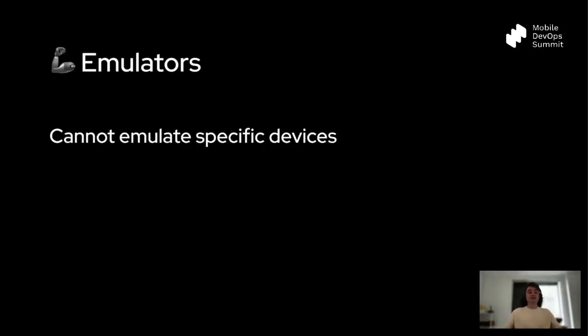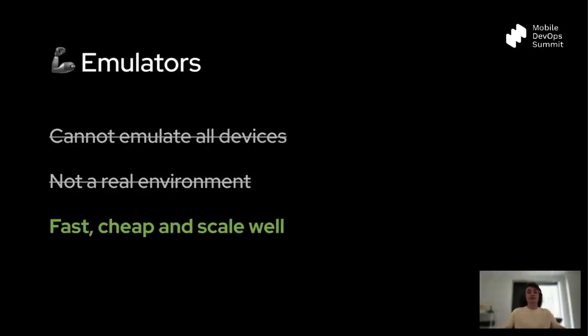They cannot emulate specific devices, and at the end of the day they are not a real environment, they're not a real device. But emulators for CI are great because they are fast, cheap, and emulators scale really, really well. So emulators are what is actually used by the majority of the companies, I believe, and the majority of the products use emulators because they scale well and they are easier to configure and launch as well.